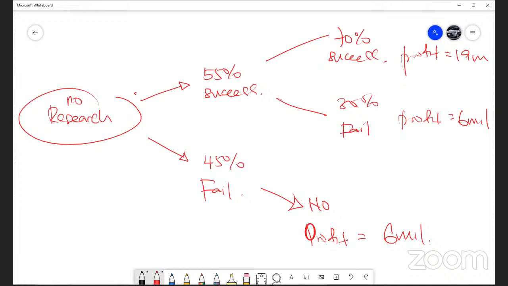No research, 55% success, 45% failure. If it fails, it's only 6 million. And then if you do research, the 55% success rate becomes higher. It becomes 70% now, and then only 30% fail. So if you succeed, you gain 19 million. If not, it's only 6 million again.